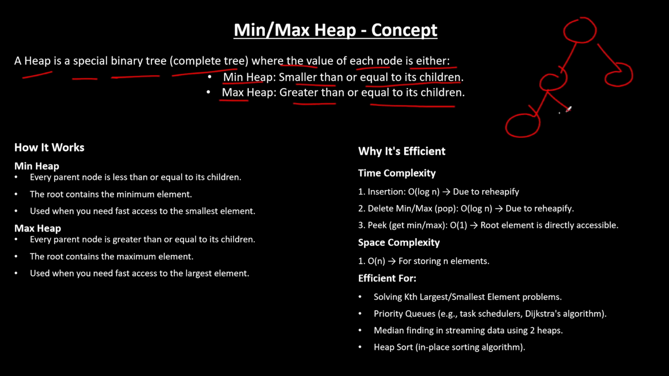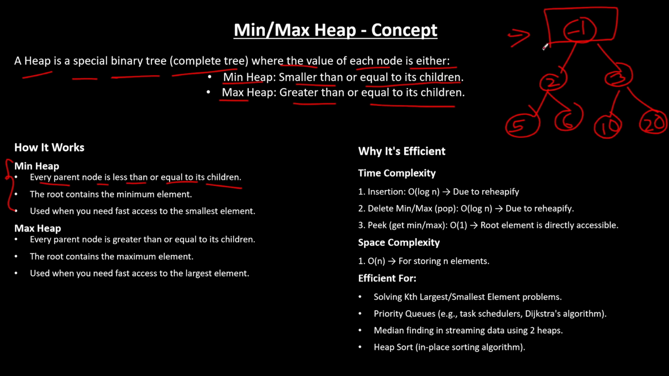This is a tree, and if you're looking for a min heap, how does it work? Every parent node is less than or equal to its children. Suppose this is -1, it will be 2, and this will be 3. It will be 5, it will be 6, then 10, and 20. So if you look, this is a parent node, and it is smaller than any other node present in its children.